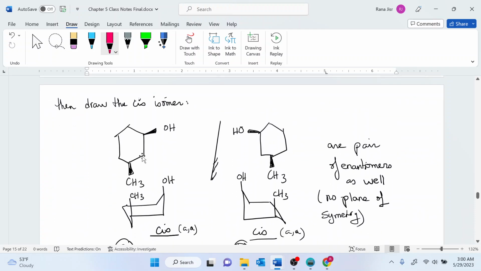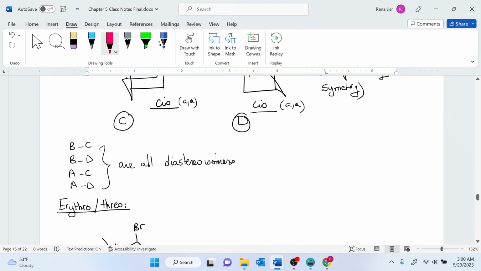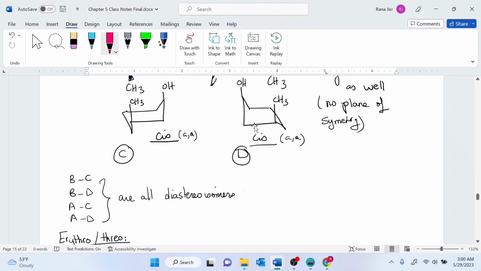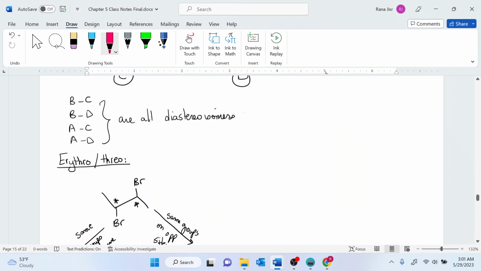And then you draw the cis isomer now. See? Now, not every cis isomer can you draw a plane of symmetry. For this one, you cannot, because the CH3 is different than the OH. Then, in this case, the cis will have a mirror image in there. And the mirror image of cis is always cis. So this also exists as a pair of enantiomers. And of course, if the molecules don't exist as a pair of enantiomers, then they will be diastereoisomers. So BC, BD, AC, and AD, these are all diastereoisomers.